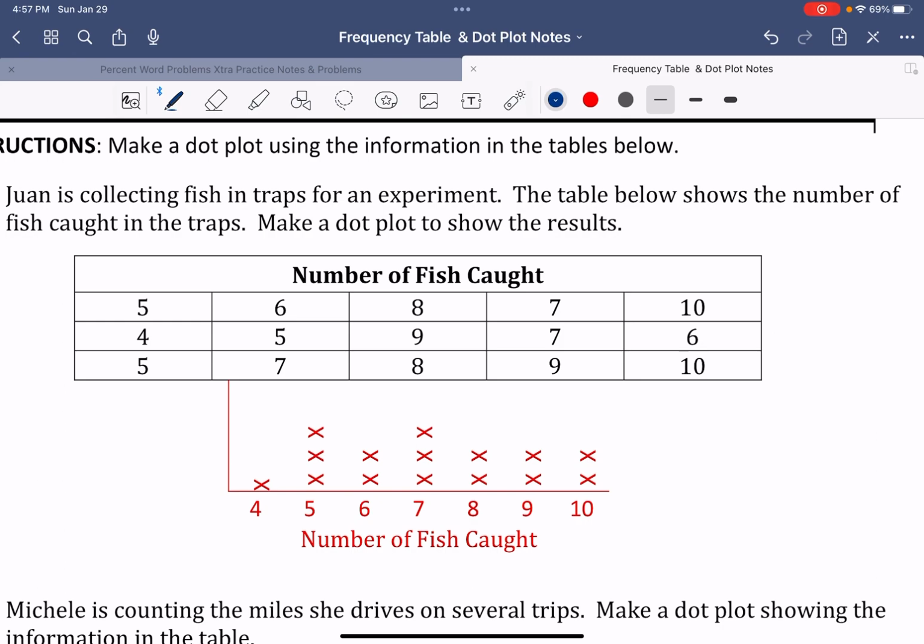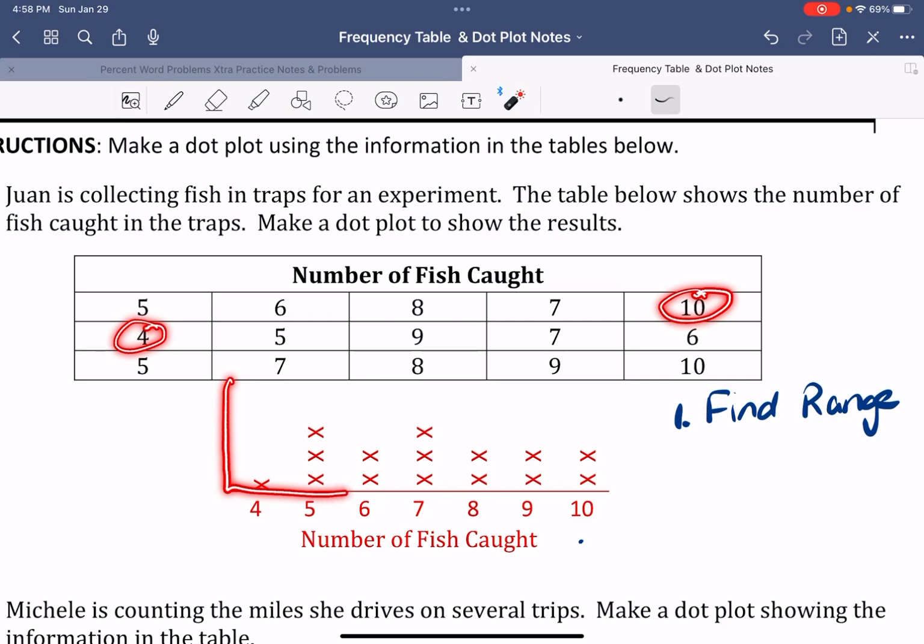All right, so the very first thing you're going to do, 1, find the range, okay? So when you find the range, I'm going to look at my smallest number. I have a 4 here. And then I'm going to look at my largest number. I have a 10 here. So you'll notice my dot plot, and you don't need to have this part of it right here. Just as long as you have this, you're good to go. And then you're going to go 4, 5, 6, 7, 8, 9, 10. Create little spaces for yourself.